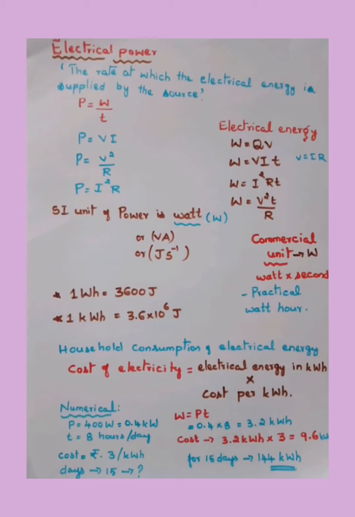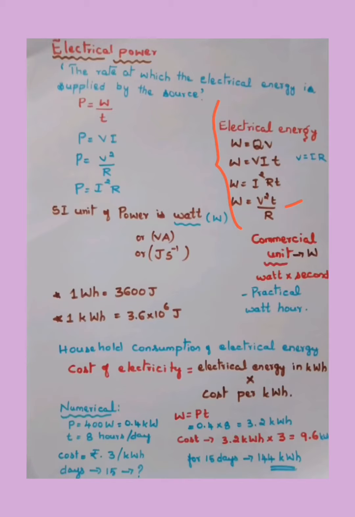And for the same formula, instead of I, you substitute I is equal to V by R. We get I is equal to V by R from Ohm's law. If you substitute that, we will get the next formula: W is equal to V square T by R. So these are the formulae related to electrical energy.